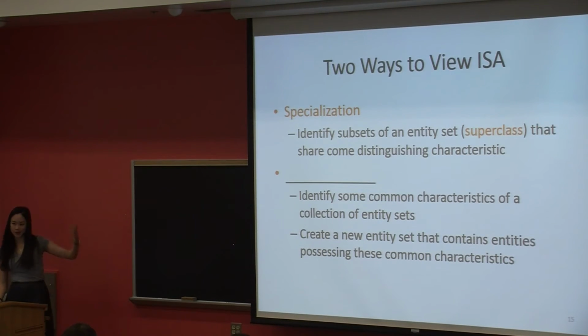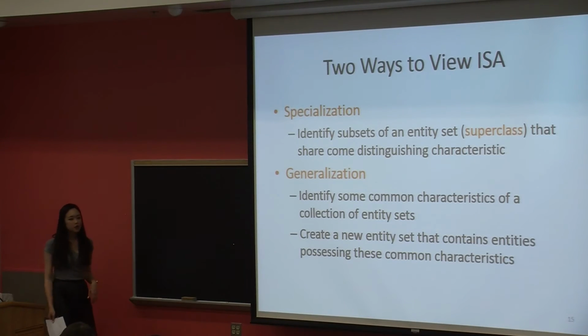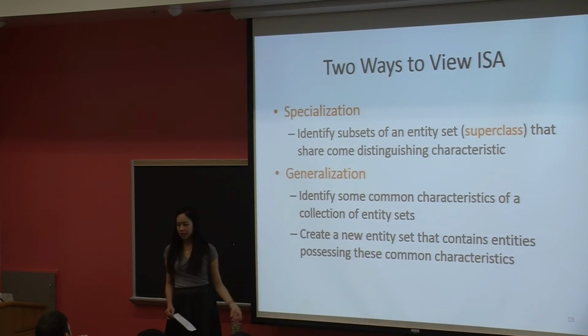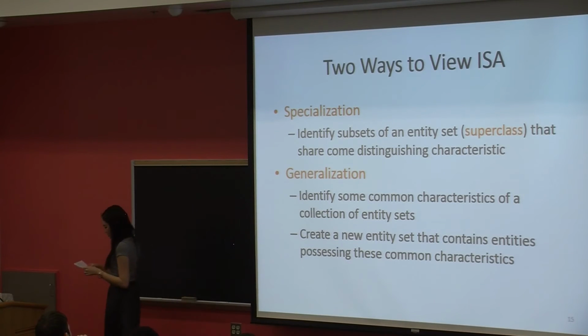If we go bottom up, what would we call it? Generalization. Yeah, that would be generalization. For generalization, it's to identify some common characteristics of a collection of entity sets, and create a new entity set that contains entities possessing these common characteristics. So it is possible that at the beginning of your design, you just have hourly employee and contract employee separate. Then when you identify them, you figure out, oh, maybe we can put them together, then you create the employee and have them as a hierarchy. So that's just a process.